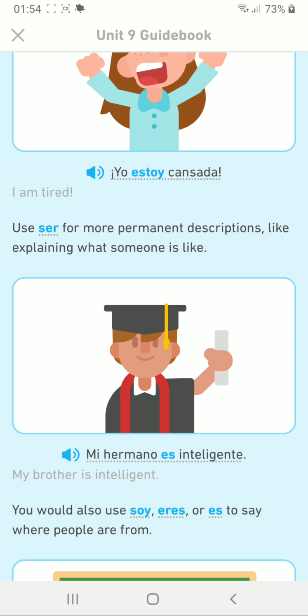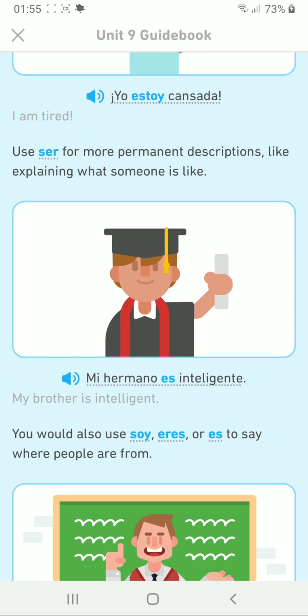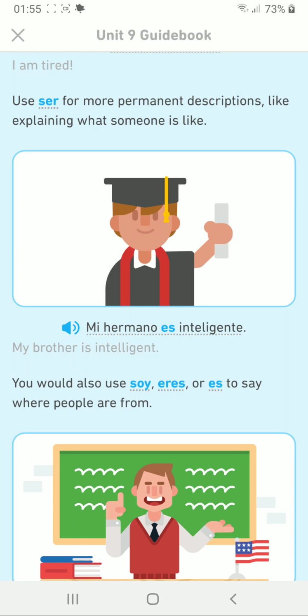Use ser for more permanent descriptions, like explaining what someone is like. So if it's something that is a permanent characteristic, yeah. For example, a car is yellow. Well, in Spanish you say carro, yeah. El coche, el carro. They are synonyms, so we can say el coche. El coche es amarillo. It's yellow.